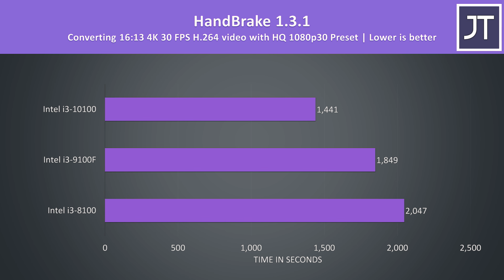Handbrake was used to convert one of my 4K laptop review videos to 1080p with the HQ 1080p 30 preset. And as another program that leverages additional threads, the i3-10100 was the fastest out of these options, coming out 28% faster than the 9th gen i3 and 42% faster than the 8th gen i3.